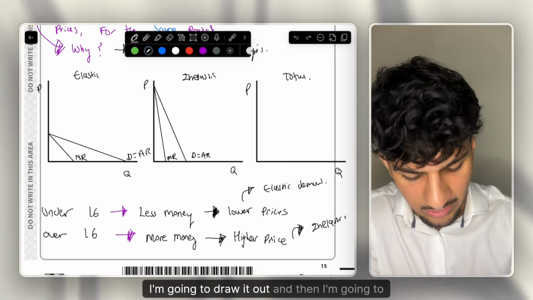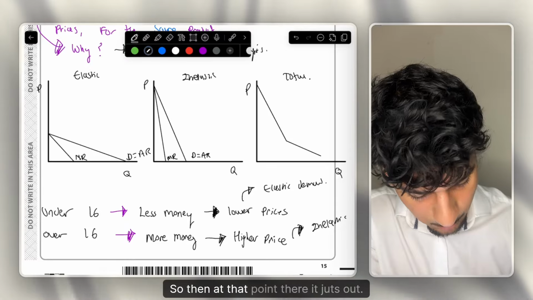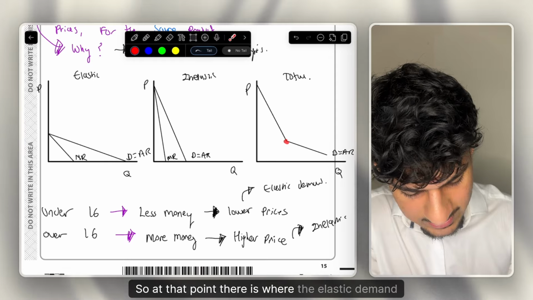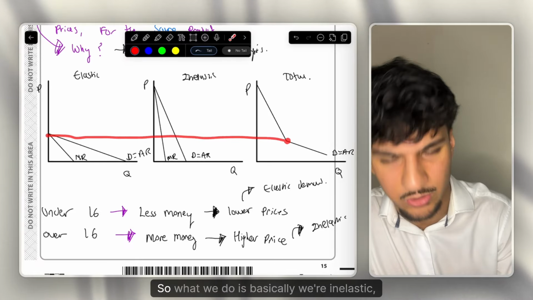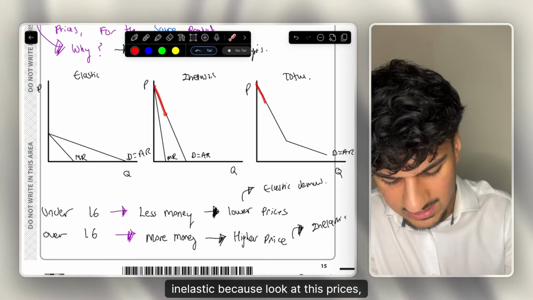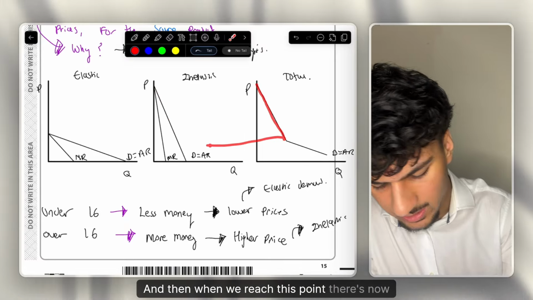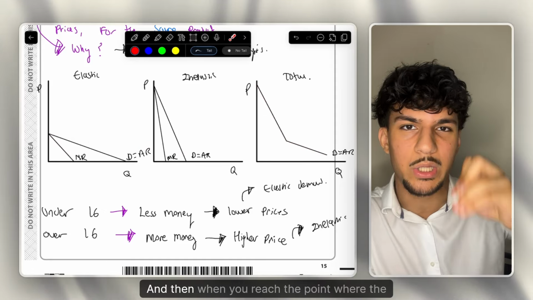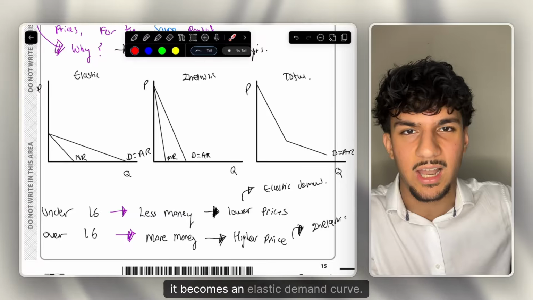I'm going to draw it out and then I'm going to explain it, but maybe just looking at it, try to see what I'm doing. So then at that point there, it juts out. And why is that? At that point there is where the elastic demand consumers come in. So what we do is basically we're inelastic, because look, at these prices, there's only inelastic demand consumers. And then when we reach this point, there's now elastic demand consumers, so the point juts out. So you're inelastic, and then when you reach the point where there's elastic demand consumers, it juts out and becomes an elastic demand curve.